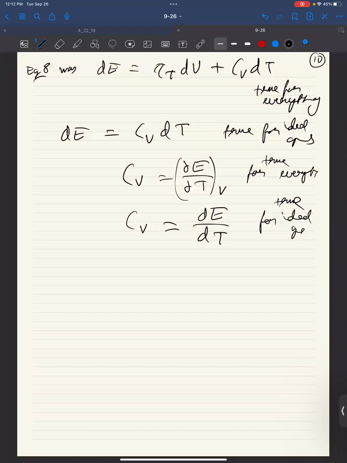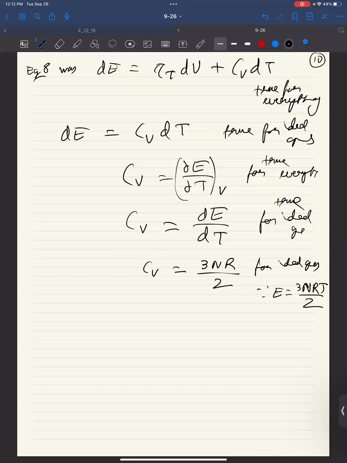And we know what E is. E is 3/2 nRT. So what is CV? And now we come to Subhadeep. So that's where he's going to jump in, like, I told you this already, why did you derive this? CV is equal to 3nR by 2 for ideal gas, since E is equal to 3nRT by 2.